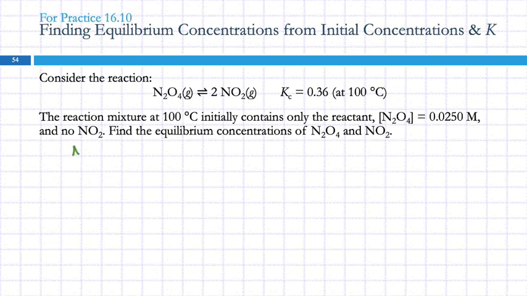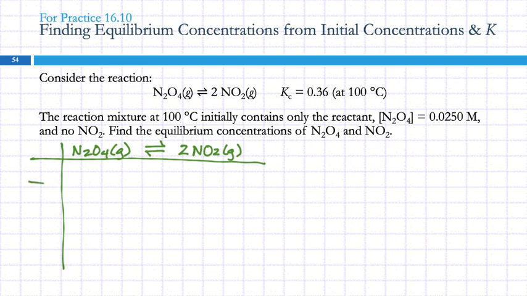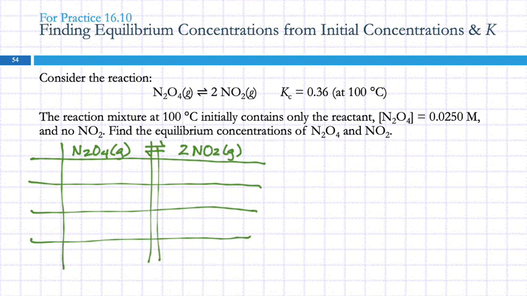So I've got N2O4 is in equilibrium with 2 NO2. ICE. Initial concentration, N2O4, 0.0250, and it says we only have the reactant. That means the product is 0.